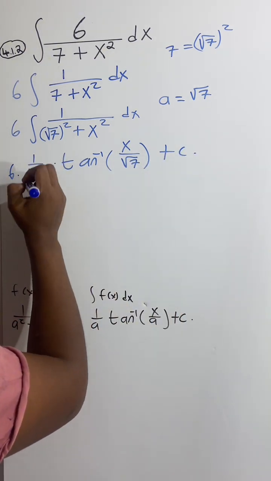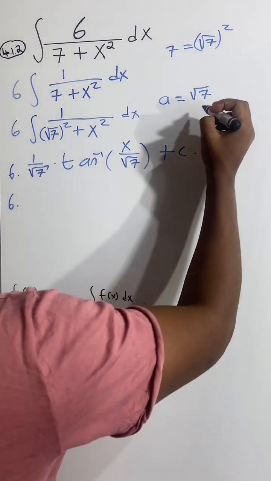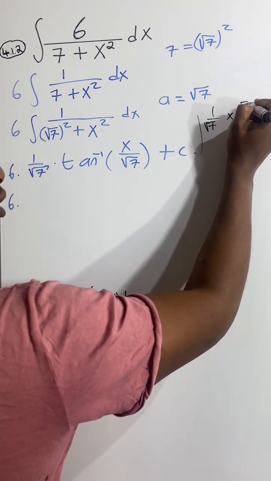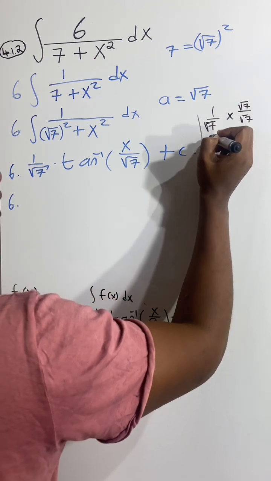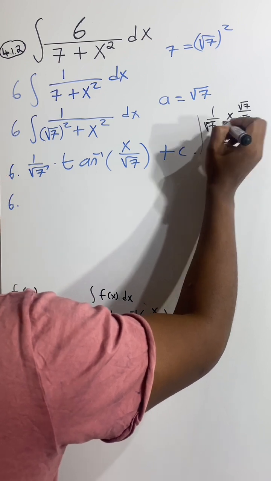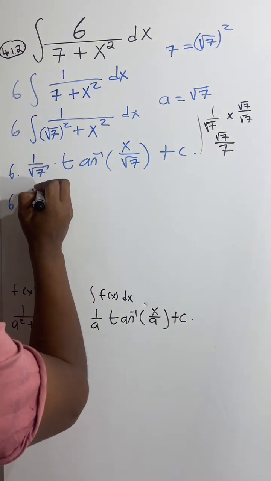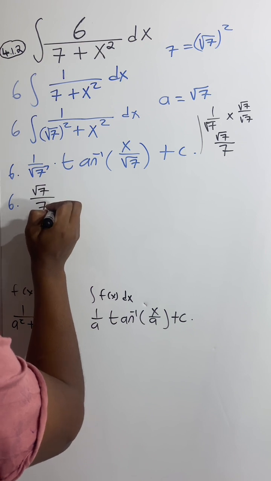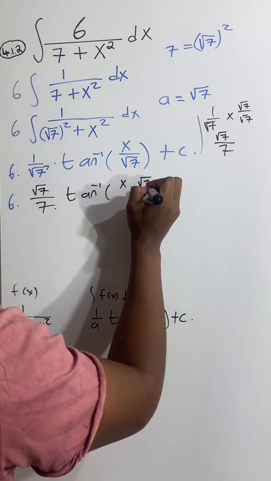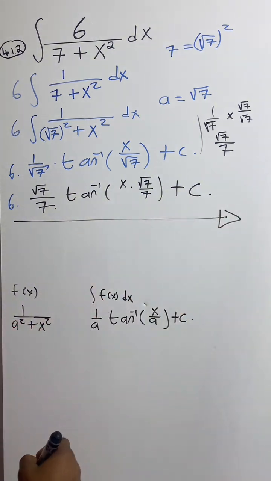We can choose to rationalize that 1 over the square root of 7. So we know that 1 over the square root of 7, we can multiply it by the square root of 7 over the square root of 7. So 1 multiplied by the square root of 7 is equal to the square root of 7. The square root of 7 multiplied by the square root of 7 is equal to 7. So this can be rewritten as the square root of 7 over 7 arctan of x over the square root of 7, plus c. And this will be our answer for 4.1.2.